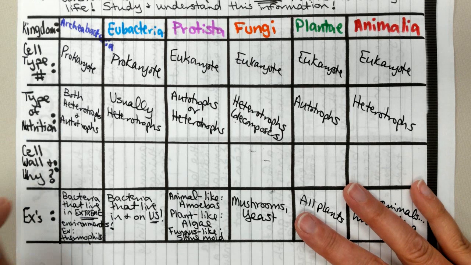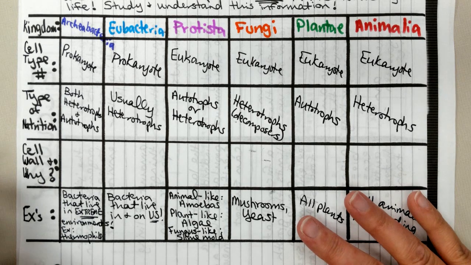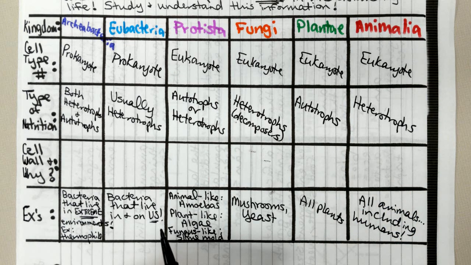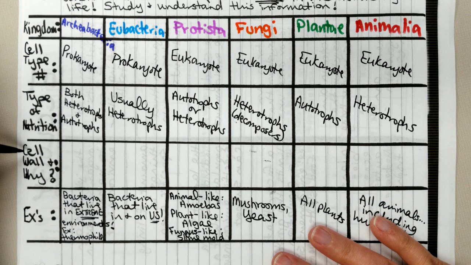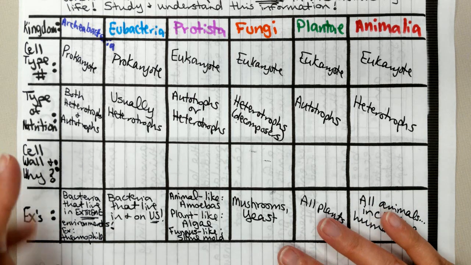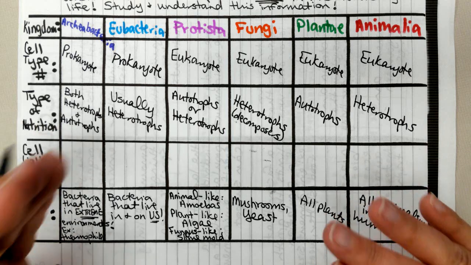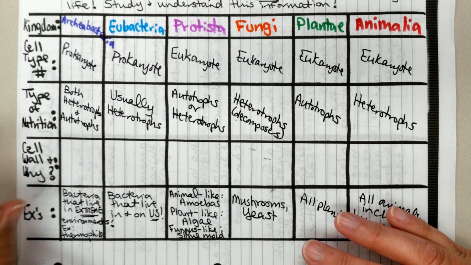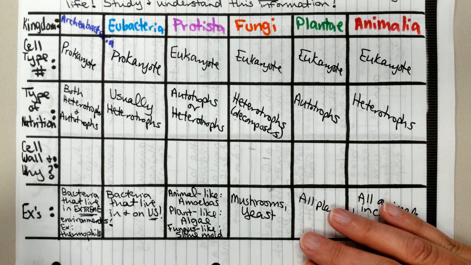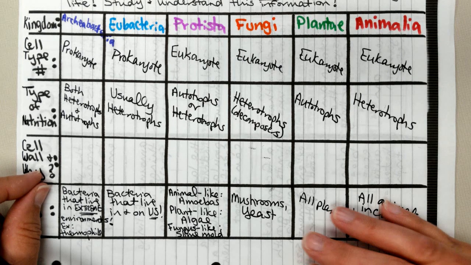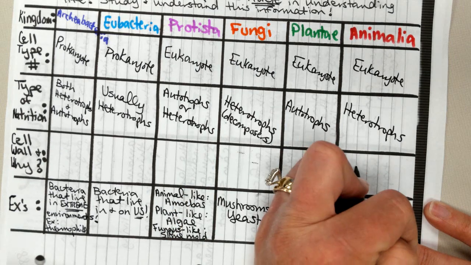And then cell wall. We talked about a cell wall with a plant cell and a little bit with a bacteria cell. These are for two reasons. And so that's why I said cell wall and why. Why would they have them? Well, the one kingdom that does not have a cell wall ever is animal.